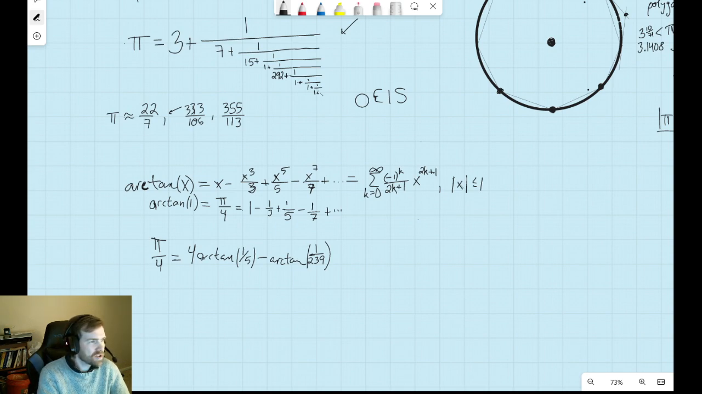So John Machin used this to get the first 100 digits of pi in 1706, and it worked out to be much faster. The way that he got the arctan of 1/5 and the arctan of 1/239, it's that thing just above here that we did with the successive odd powers. Yeah, it's gross.